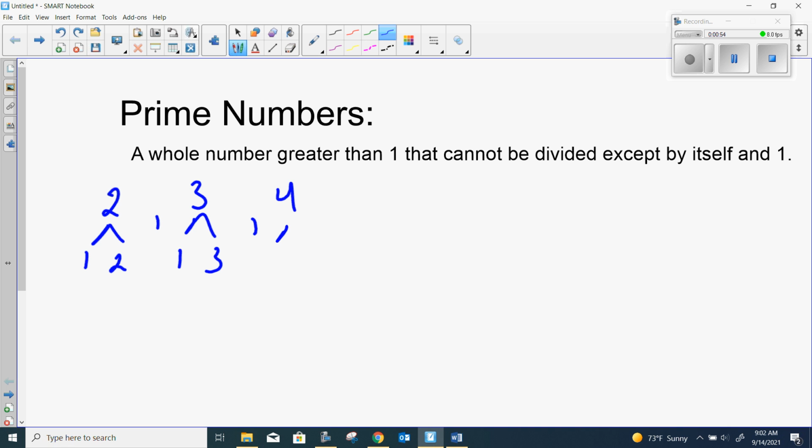4, on the other hand, can be divided by 1 and 4, but it can also be divided by 2 and 2. All of a sudden, it no longer meets the criteria for being a prime number, and this is what we would call a composite number. So it does not meet the definition, so I will get rid of it.